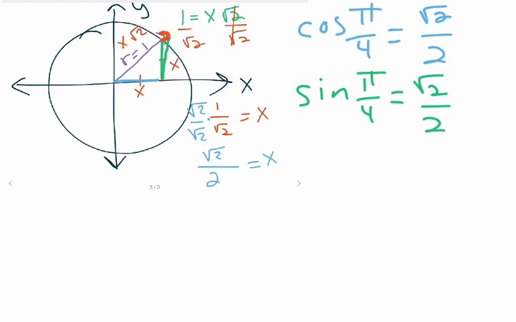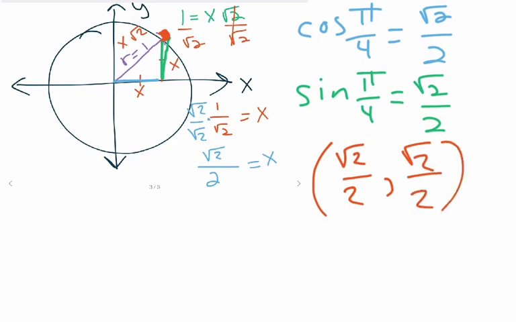Right here at this point, when we move right square root 2 over 2, and we move up square root 2 over 2, that gives us our ordered pair, square root 2 over 2, square root 2 over 2, where the x-coordinate corresponds to cosine, and the y-coordinate corresponds to sine pi over 4.